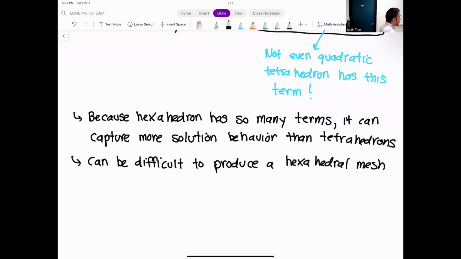Maybe we're just at a point where the algorithms aren't there, and I will say this is a topic of research. There are researchers working on meshing algorithms to produce better quality meshes, but right now we're not quite there. So oftentimes you'll see that it's difficult to produce a hexahedral mesh, particularly when you have a geometry that has a lot of curvature or a lot of complexity.